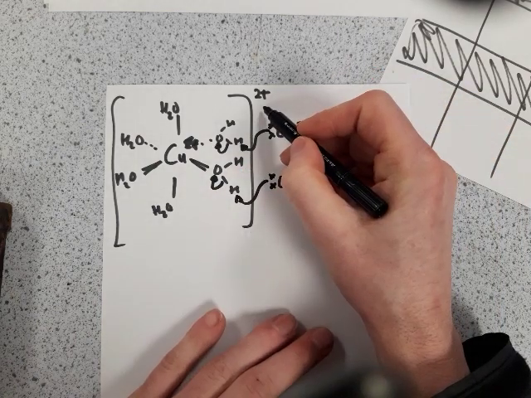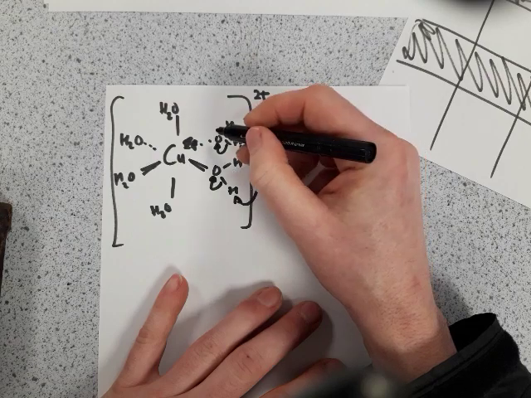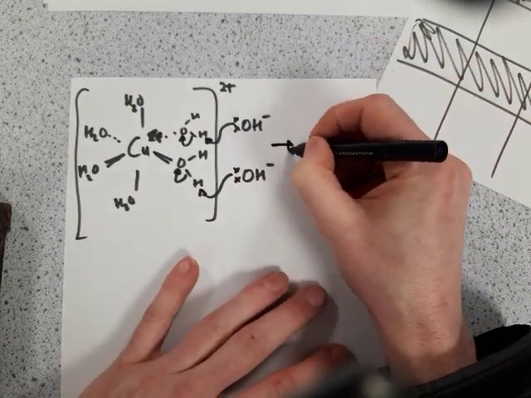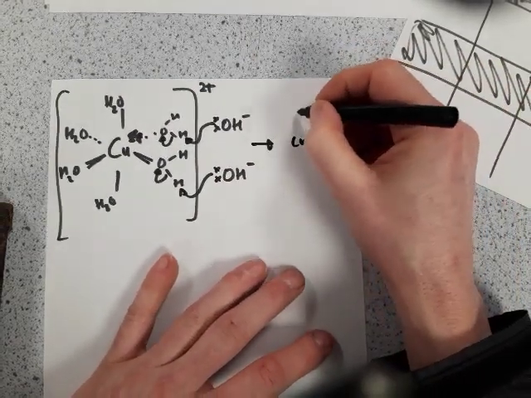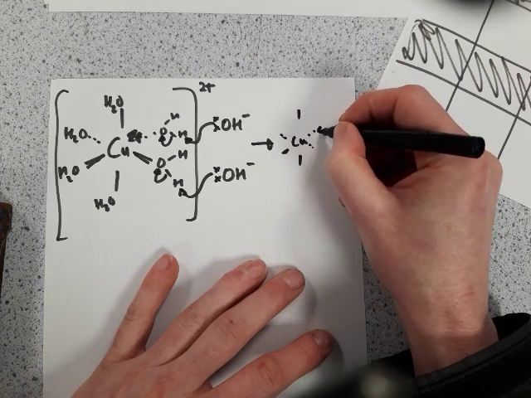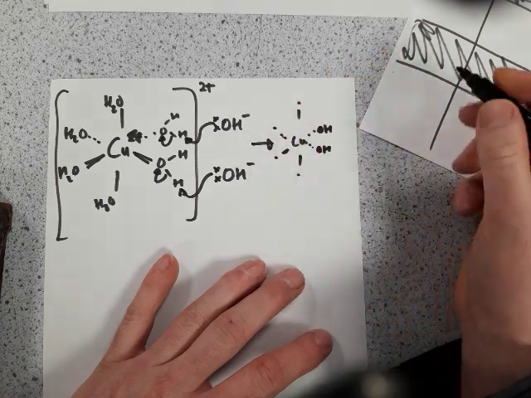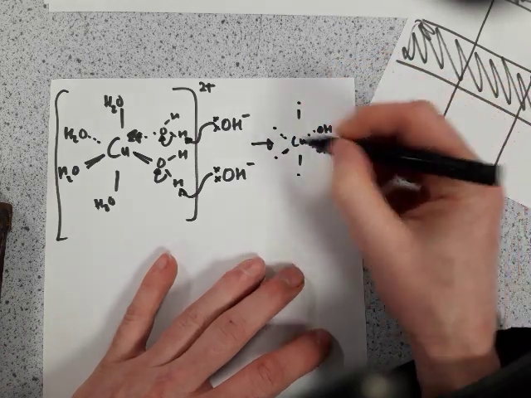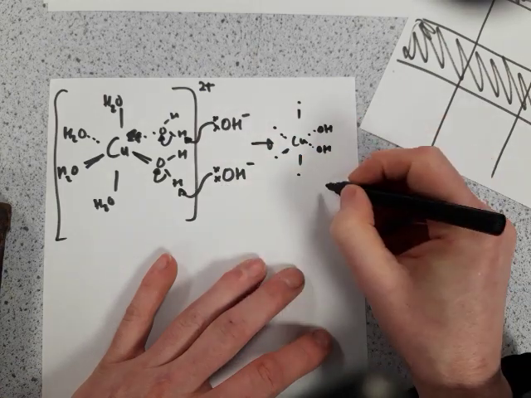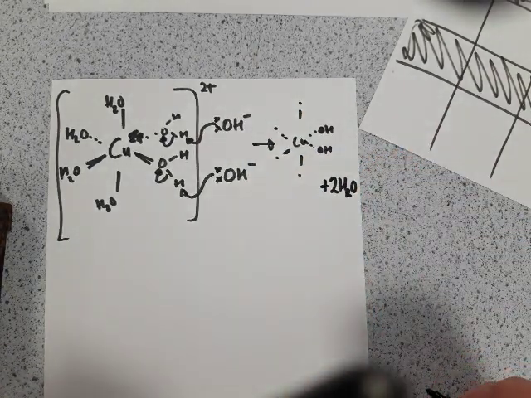And for a 2+ ion, that's where it stops. 2 of the water ligands become OH-. So you end up with this Cu complex. This is now an OH, this is now an OH, water, water, water, water. Can't be bothered drawing them on because I'm running out of space. This OH- and this OH- both become waters, so you make 2 H2Os.